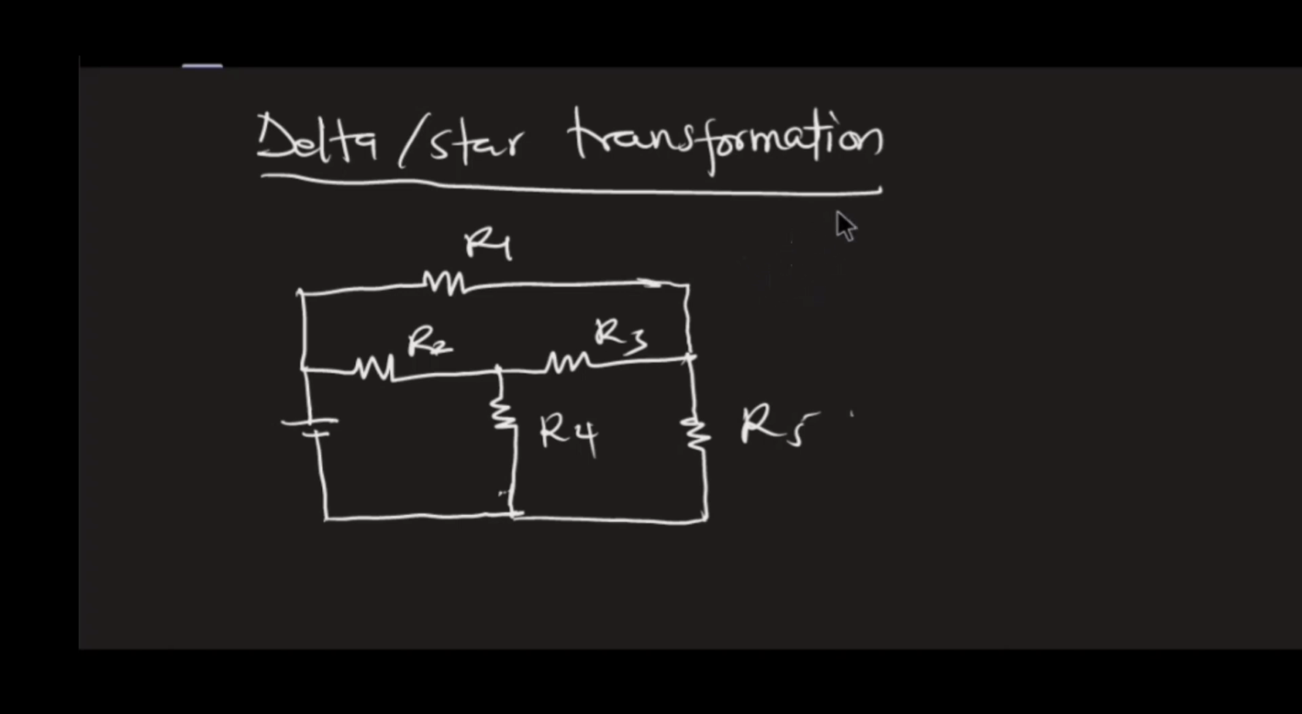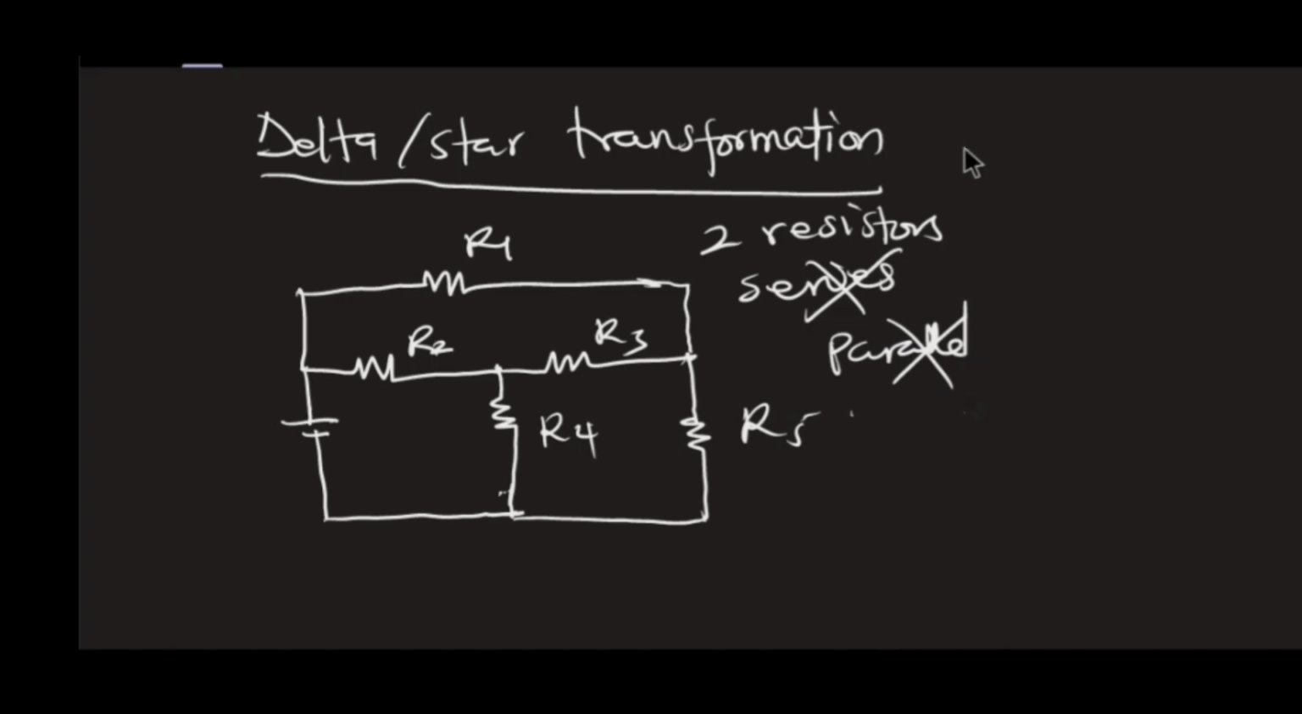to be in parallel? Yes. So two resistors may not be in series, so they will neither be in series nor also parallel. Then what would they be? That's the question, and that is what we are going to talk about in this video.